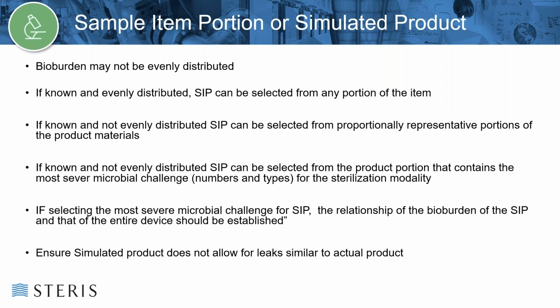If selecting the most severe microbial challenge for a sample item portion, the relationship between the bioburden of the SIP and that of the entire device should be established. And this is detailed in section 5.2 of ISO 11737-2. Also, we want to ensure that any simulated product does not allow for leaks similar to the actual product. It should go through all of those manufacturing steps that the actual product would go through.